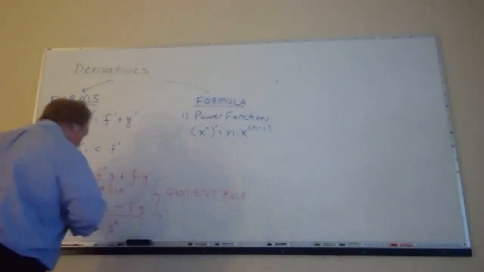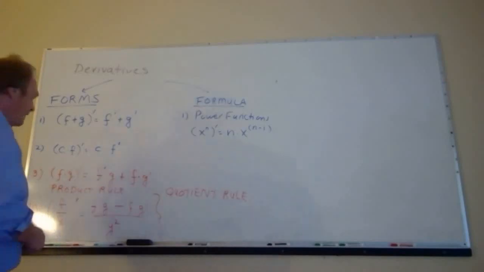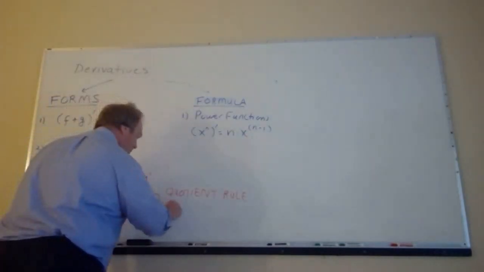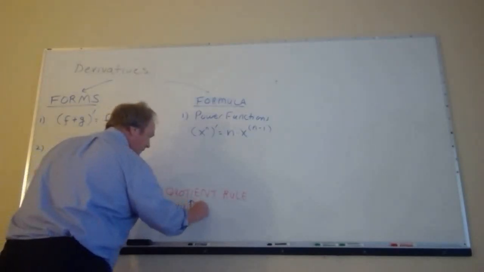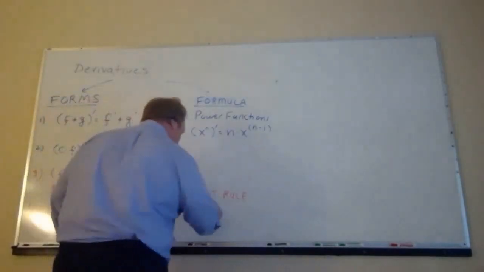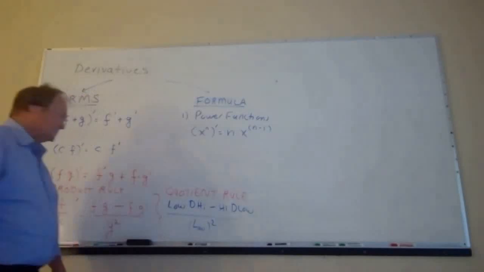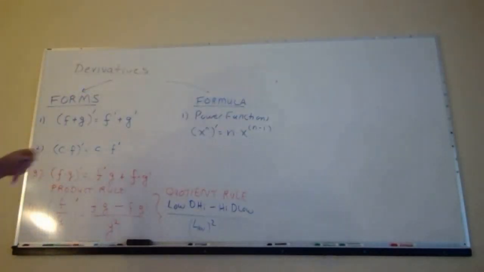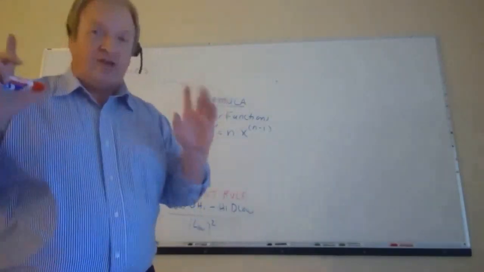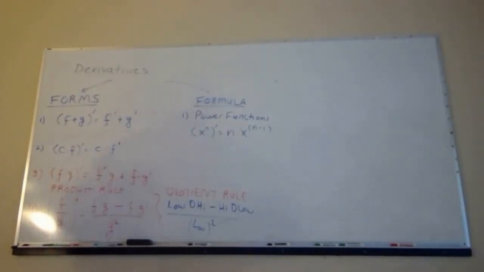Again, for obvious reasons. And one of the ways that people remember this is they remember it as low d high minus high d low over low squared, okay? I think it's a waste of time remembering that, but some people like that, okay? So low d high, meaning that this is the low function, the one on the bottom, times the derivative of the high function, the one on top, minus high d low, over low squared. I think it's easier to remember the formula itself, and the reason why I don't like this mnemonic, I'll tell you why very quickly, is because students tend to misremember it. They tend to remember it for some reason, I don't know why, as high d low. And right there, you're already off the tracks if you're saying that, okay?